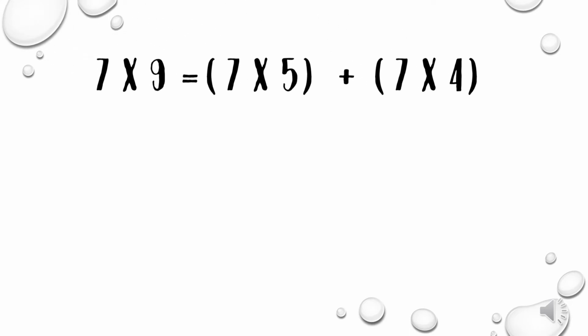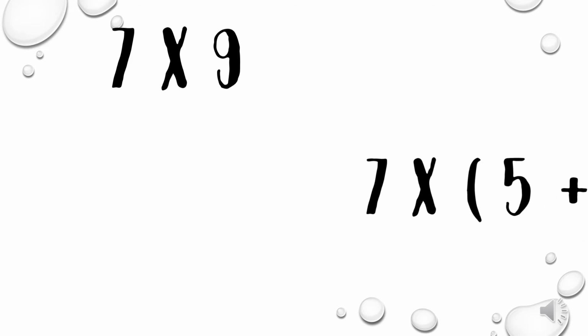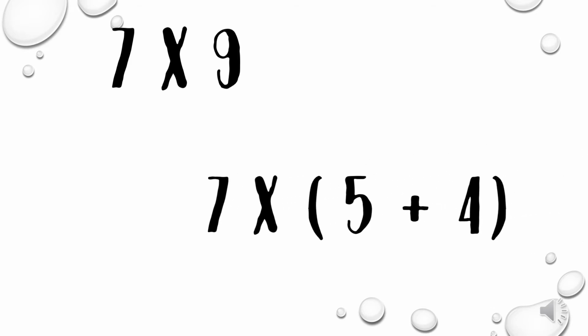Children, if you observe these two equations, you will find them absolutely the same. The only difference is in the way of writing them. Like 7 times 9 in the first expression and 7 times (5 plus 4) in the second expression. And it is just because the 9 columns were divided into 5 columns and 4 columns. So 9 is distributed in two parts, and that brings the distributive property into this calculation.